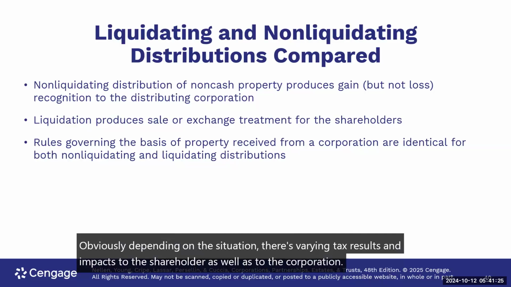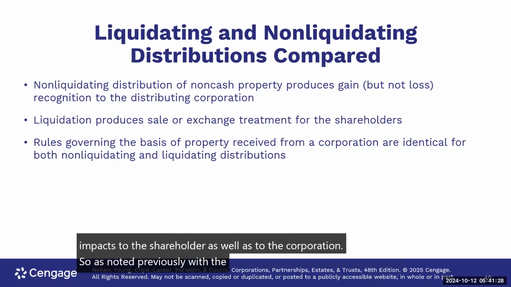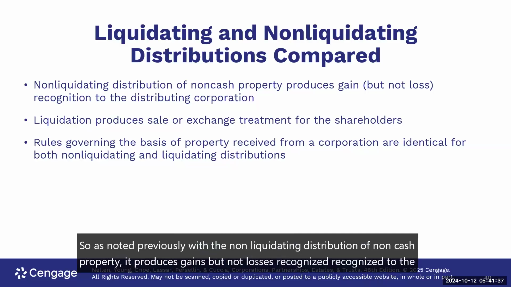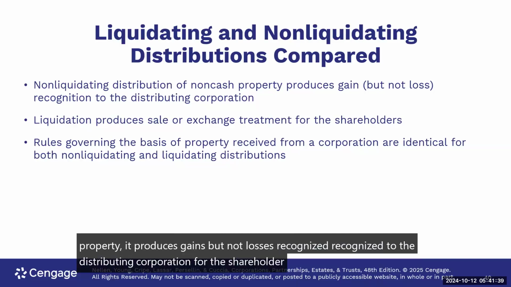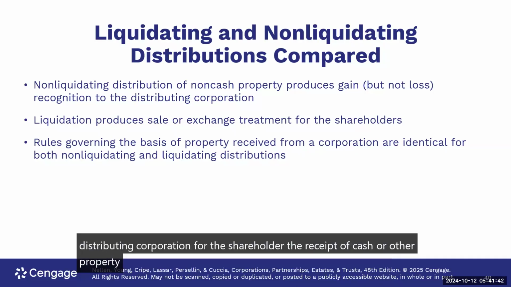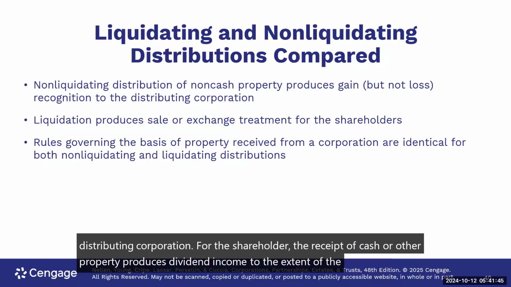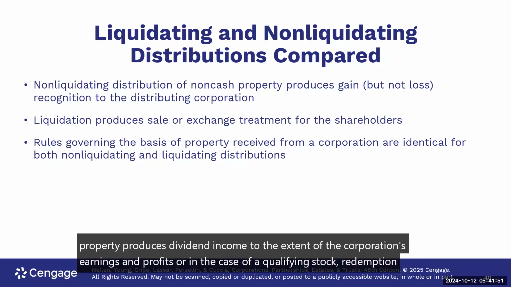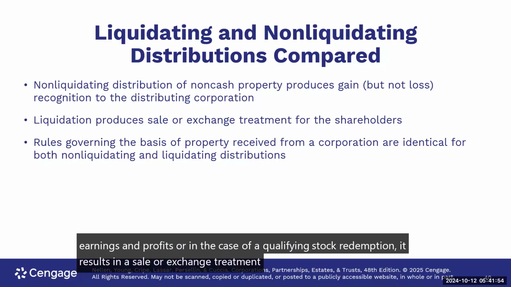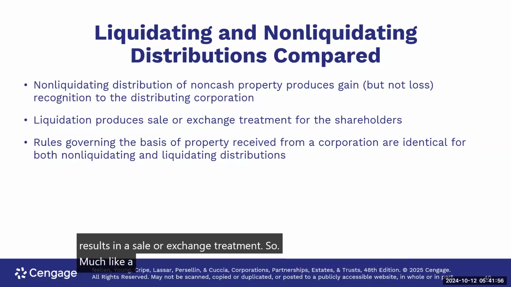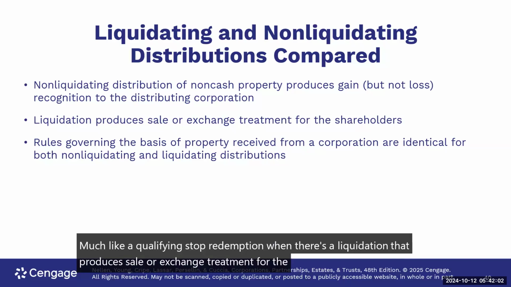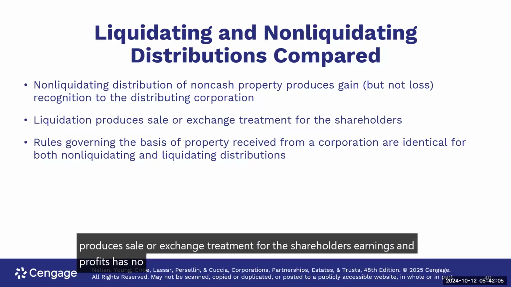So as noted previously, a non-liquidating distribution of non-cash property produces gains, but not losses, recognized to the distributing corporation. For the shareholder, the receipt of cash or other property produces dividend income to the extent of the corporation's earnings and profits, or in the case of a qualifying stock redemption, it results in sale or exchange treatment. So much like a qualifying stock redemption, when there's a liquidation that produces sale or exchange treatment for the shareholders, earnings and profits has no impact on the gain or loss recognized.